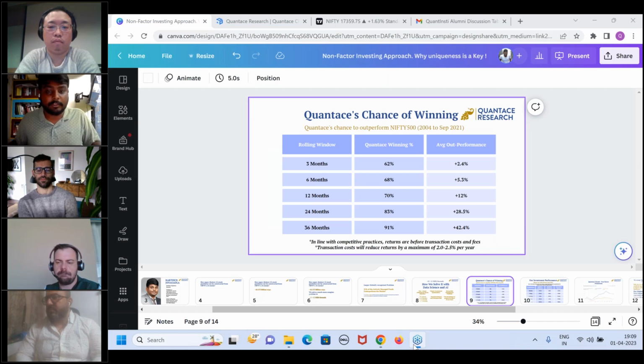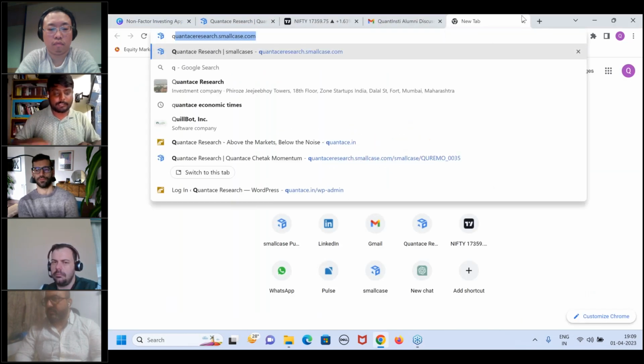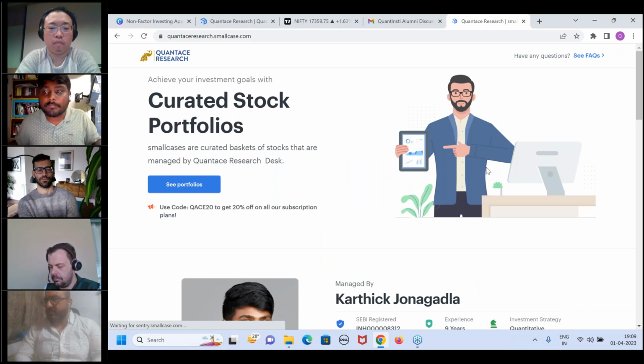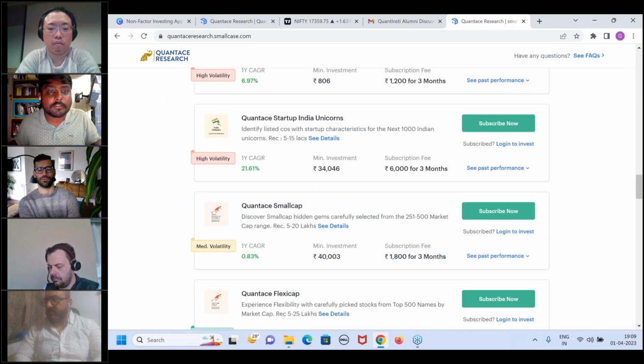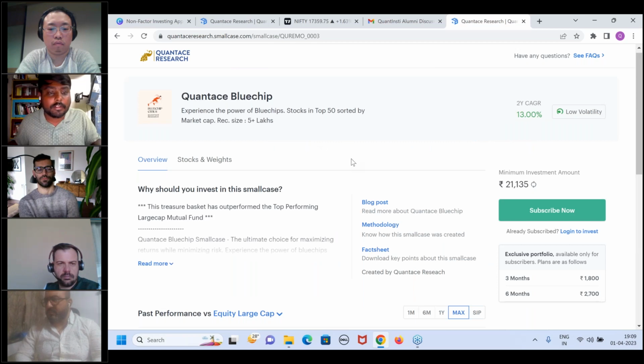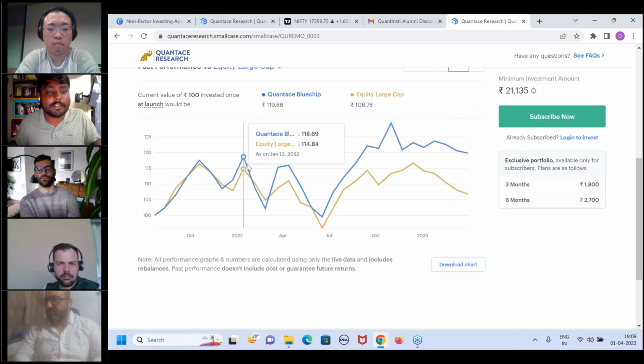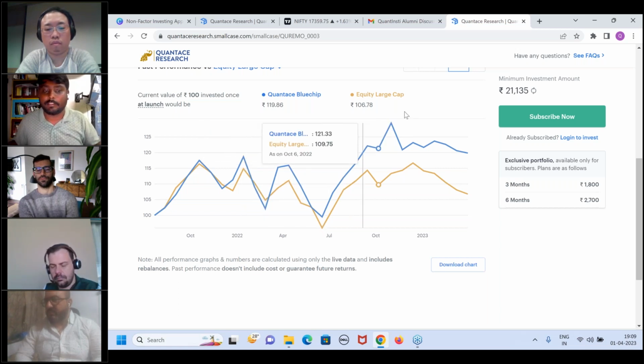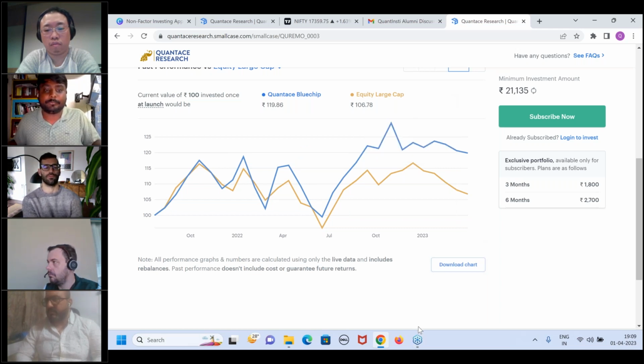Okay, in which year is your performance lower than the benchmark? Fortunately, till now we didn't face a scenario where we printed returns below the benchmark. But we did face one scenario for this particular portfolio, which is blue chip, where we saw that it dropped very drastically. But it quickly recovered and then outperformed the benchmark. Okay. Thank you.